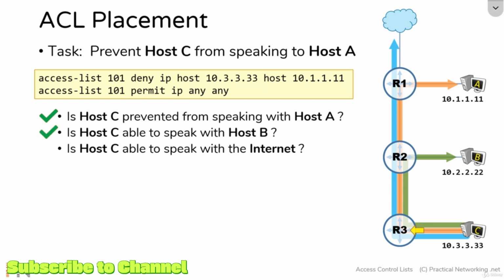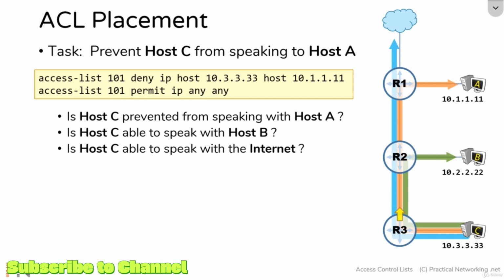And it's the same for the internet. Host C is able to send traffic to the internet because whatever it sends to the internet is going to have a destination IP address of whatever our internet host is, and not host A's IP address. So on the first place we've tried to apply our extended access list, we have successfully accomplished our goal. For the sake of thoroughness, let's go ahead and try the next location.